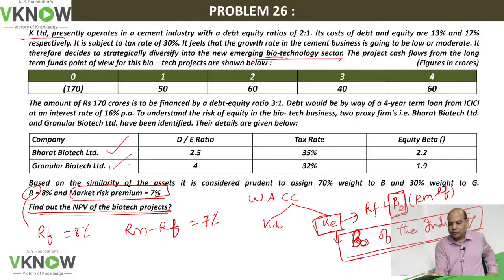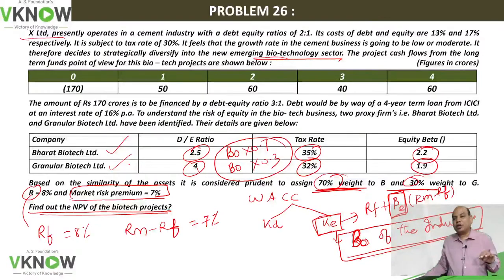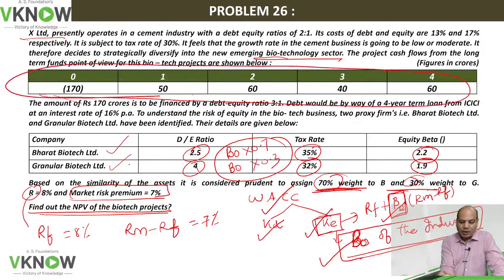There are two representative firms. Using their equity beta, tax rate, and debt equity ratio, I will find the overall beta based on these two firms. After getting that, we'll multiply by the weights given in the problem. That will give me the overall beta of the industry. Using it, we will find the equity beta. After finding equity beta, we get cost of equity, cost of debt, and WACC, and the WACC will be applied to find the NPV of the biotech business which this company is starting.